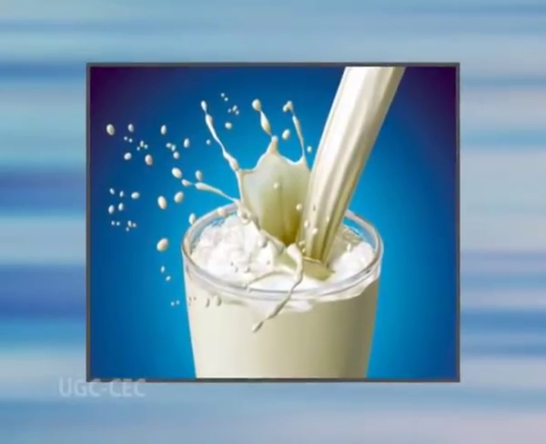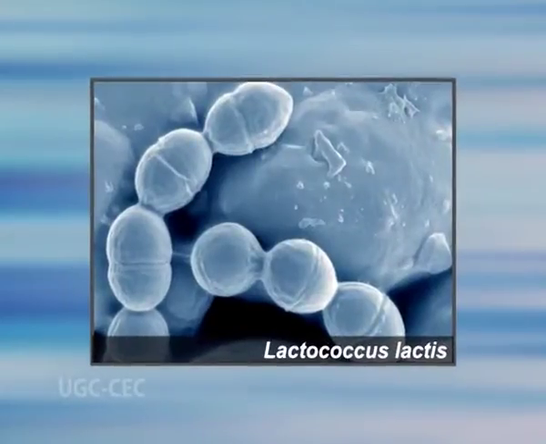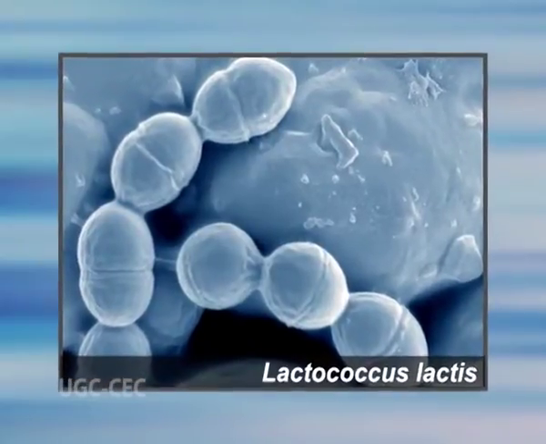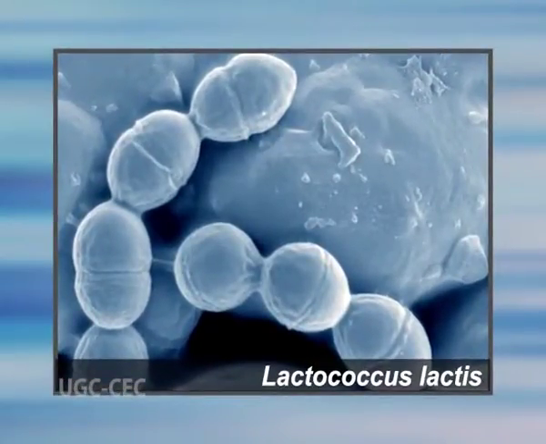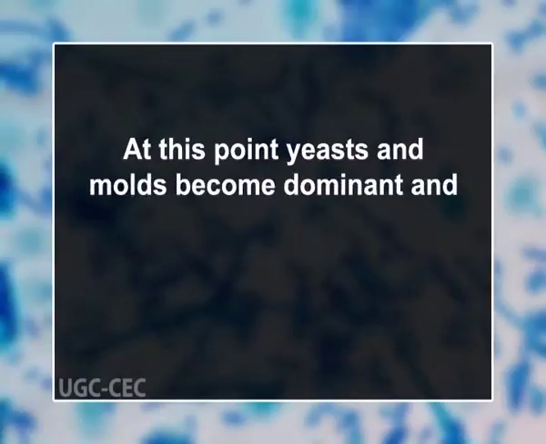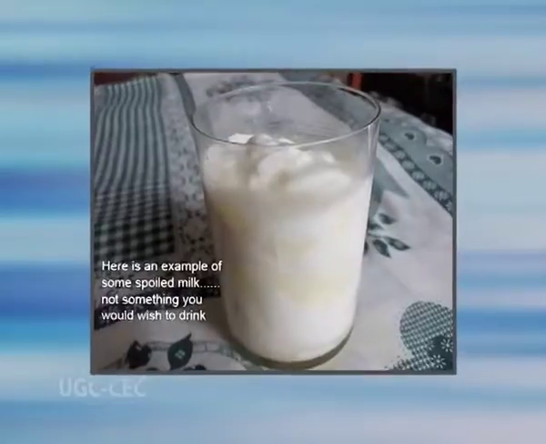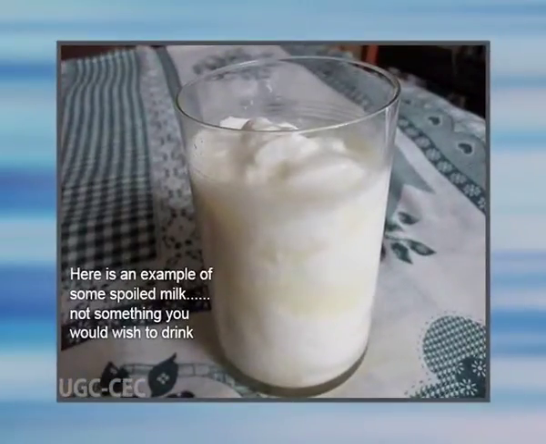Unpasteurized milk undergoes a predictable four-step succession during spoilage. Acid production by Lactococcus lactis is followed by additional acid production associated with the growth of more acid-tolerant organisms such as Lactobacillus. At this point, yeast and molds become dominant and degrade the accumulated lactic acid, and the acidity gradually decreases. Eventually, protein-digesting bacteria become active, resulting in a putrid odor and bitter flavor. The milk, originally opaque, can eventually become clear.